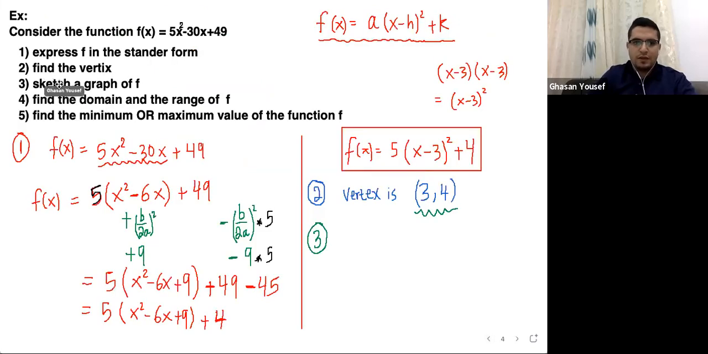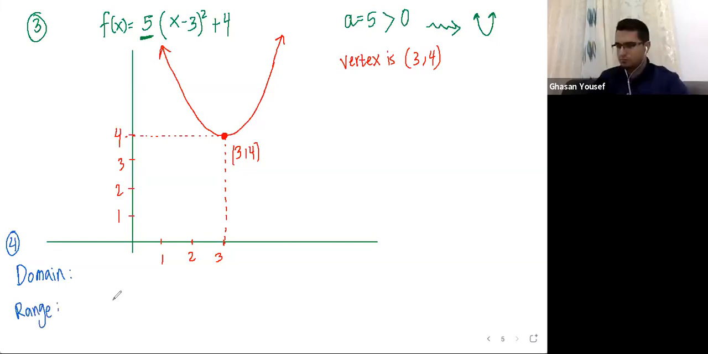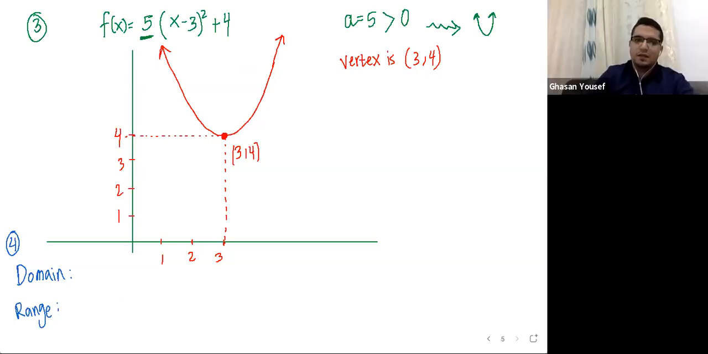Now number 3, sketch a graph. We do this one. Find the domain and the range of the function. Who will find the domain and the range? What is the domain for this function and what is the range? Yeah, number 4. What is the domain of this function? Is it greater than 3? This is the domain. I'm asking you. Is it greater than 3?